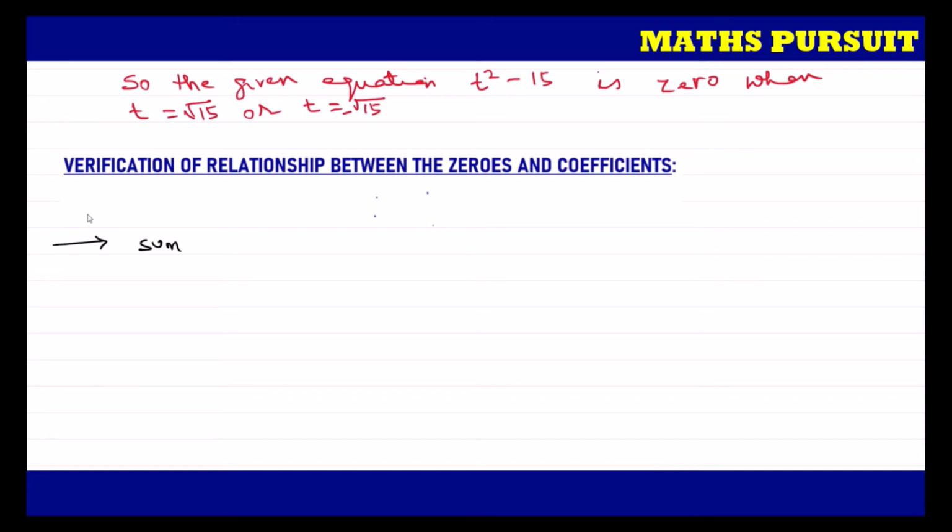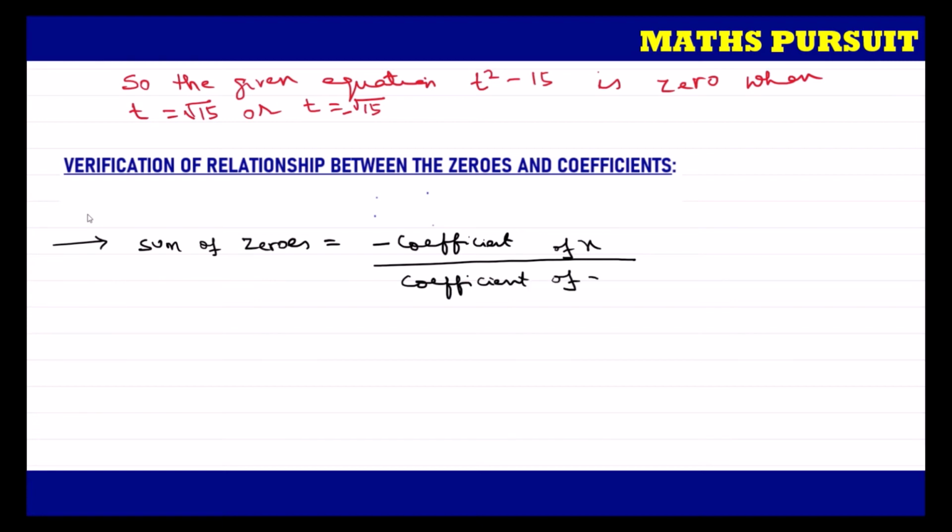So I can write sum of zeros is equal to minus coefficient of x upon coefficient of x to the power 2. This is what we very well know, and we need to remember this formula guys.